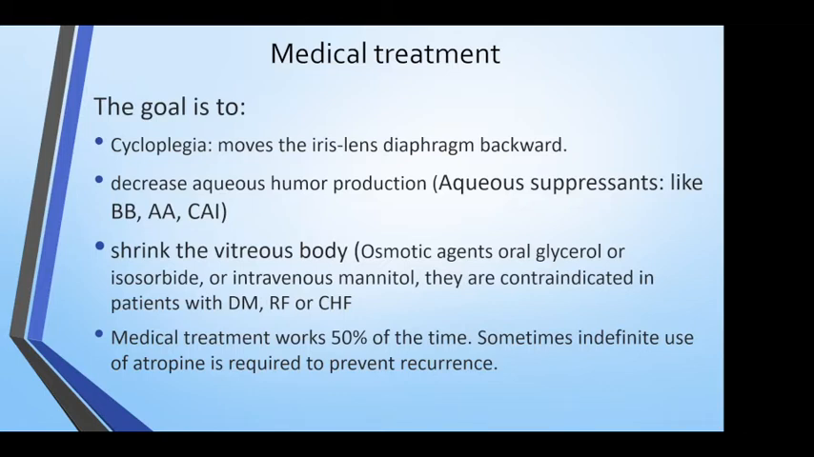You also want to decrease the aqueous humor production, like beta blockers or alpha agonists or carbonic anhydrase inhibitors. Now, reducing the aqueous will not solve the issue, but it will help reduce the pressure and preserve the optic nerve during that time while trying to find a permanent solution. You could also shrink the vitreous body by using osmotic agents, oral agents like oral glycerol or isosorbide, or intravenous mannitol. But keep in mind, when you use them in patients with diabetes or renal failure or congestive heart failure, you've got to be cautious. Medical treatment works about 50% of the time. Sometimes indefinite use of atropine is required to prevent recurrence.